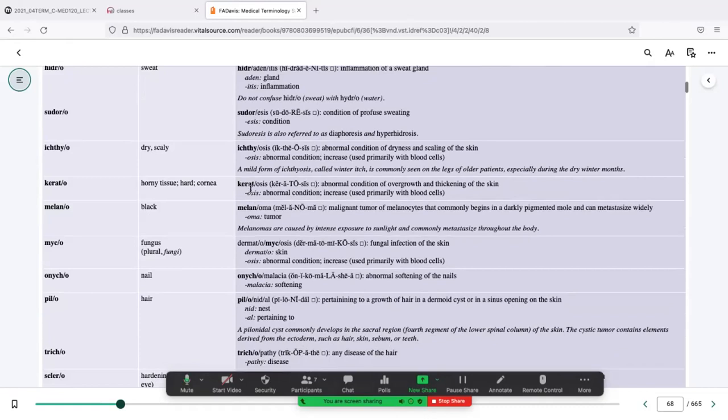Now, keratosis. Skin is supposed to be pliable and soft. Once it starts hardening up, that's not a good thing. Or overgrowth or thickening, it's not a good thing, because remember, we need to be in balance. You can't have super thick skin, nor can you have super thin skin. It has to be nice and balanced. And keratosis is an imbalance. It is a thickening of the skin.